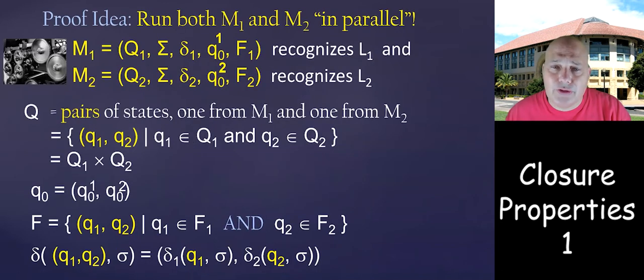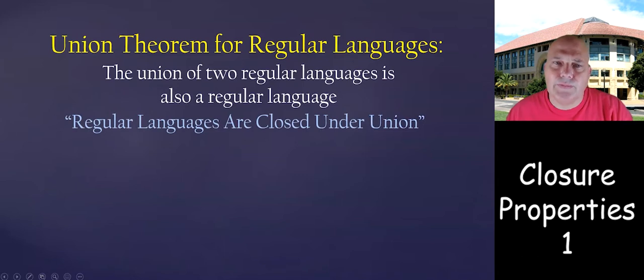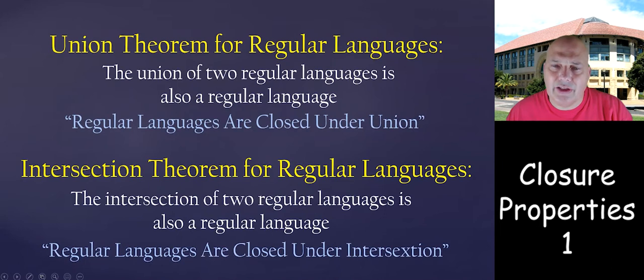So in the more formal description, the only difference is in the accept states. Instead of asking for Q1 to be in F1 or Q2 to be in F2, here we'll ask for Q1 to be in F1 and Q2 in F2. We've proved this almost simultaneously. We recycled the proof of the union theorem to be a proof of an intersection theorem. So it's closed under union and it's closed under intersection.